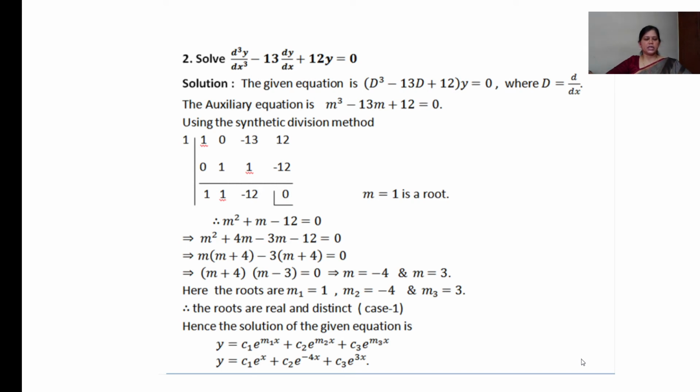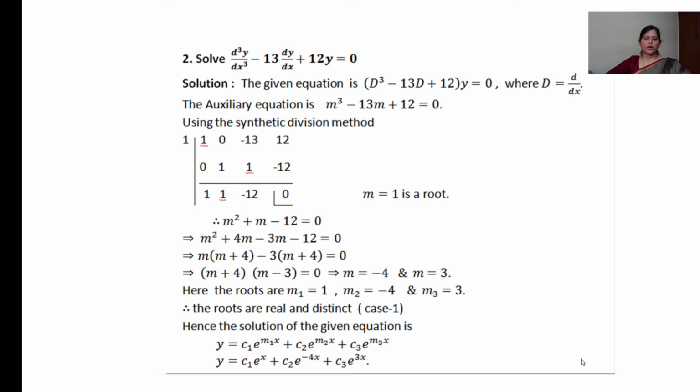Again we are considering the first two terms in one set and taking the common value as m. So we will get m into m plus 4. Then consider the last two values as one set, take minus 3 as common. So we will get minus 3 into m plus 4 is equal to 0. So based on this we will get m plus 4 into m minus 3 is equal to 0. Then this implies m is equal to minus 4 and m is equal to 3.